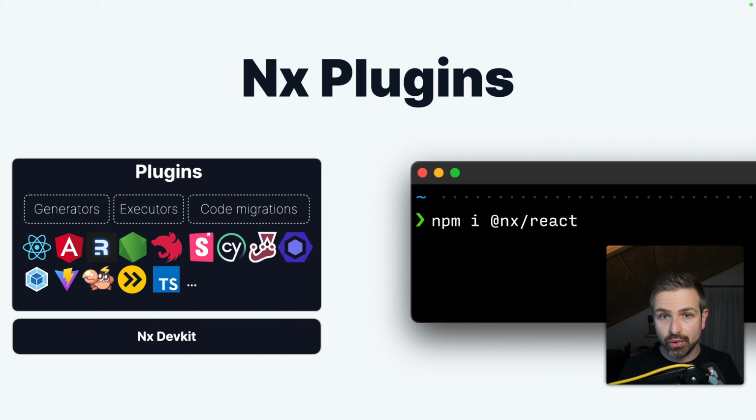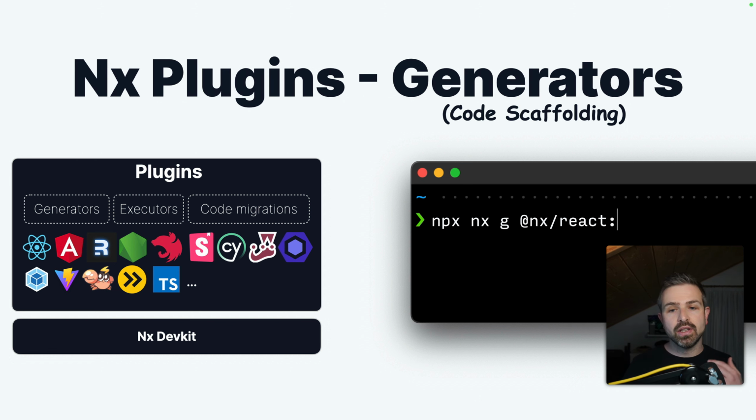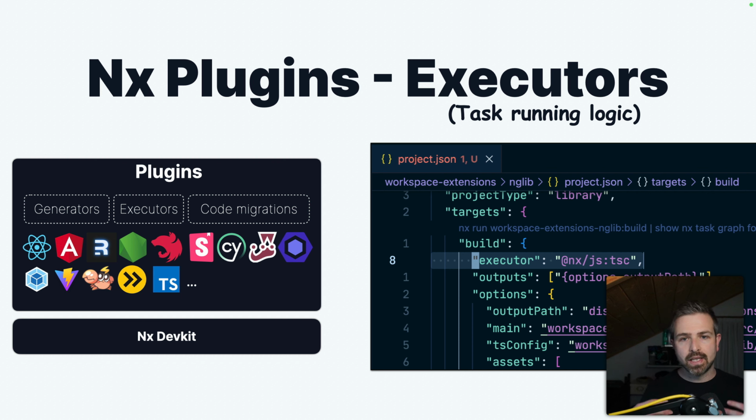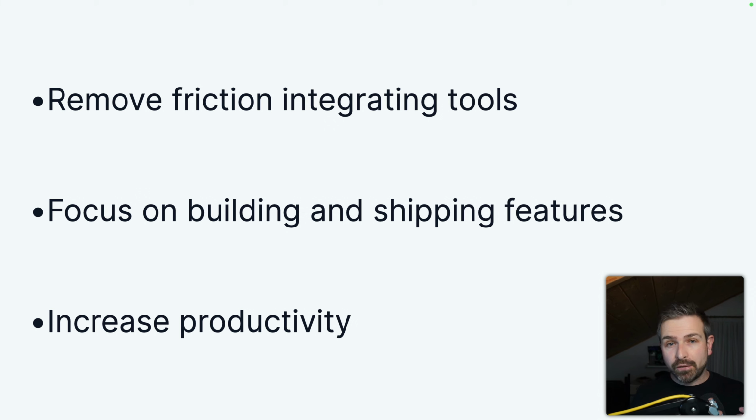And so once you add them to your workspace, you now have these generators at your disposal that allow you to generate something, or these executors, those task running wrappers, that allow you to easily build a TypeScript project, a React project, a Next project, depending on the plugin you're using. So plugins are extremely powerful, and we've seen these being adopted at huge enterprises at scale. They usually remove the friction of integrating tools into your workspace. They allow you to focus on building and shipping features, mainly because of that.